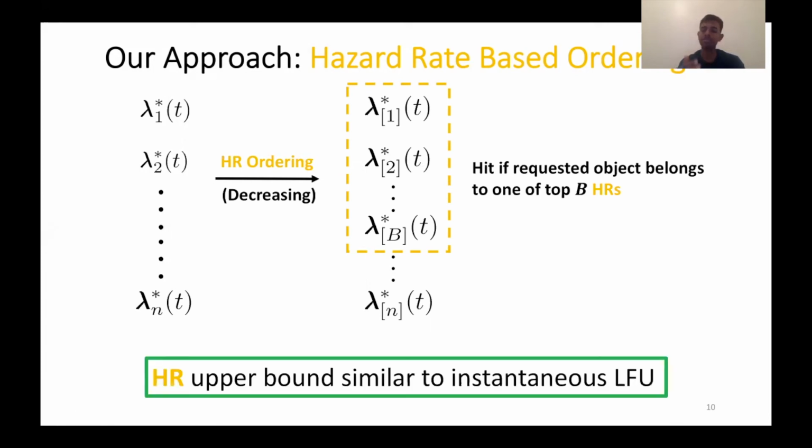This bound gives an upper bound on all non-anticipative prefetching based or non-prefetching based caching policies. This upper bound is similar to instantaneous LFU or the static caching that I discussed, which is optimal under IRM. We're able to show that this hazard rate based ordering gives an upper bound on all policies that are non-anticipative.